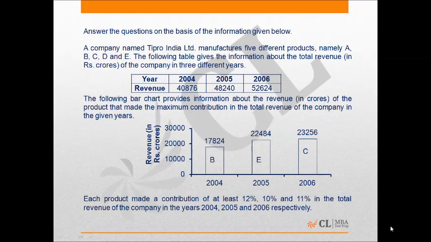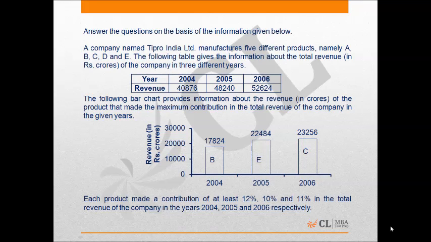This question talks about a company named Tipro India Limited, which manufactures 5 different products: A, B, C, D and E. The table given below gives the information about the total revenue in rupees crores of the company in 3 different years: 2004, 2005 and 2006. The bar chart provides the information about the revenue of the product that has made the maximum contribution in the total revenue of the company in the given 3 years.